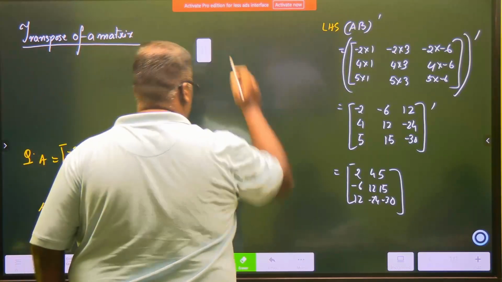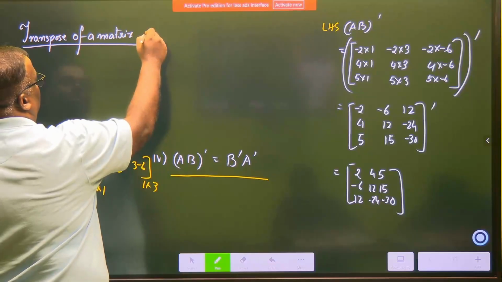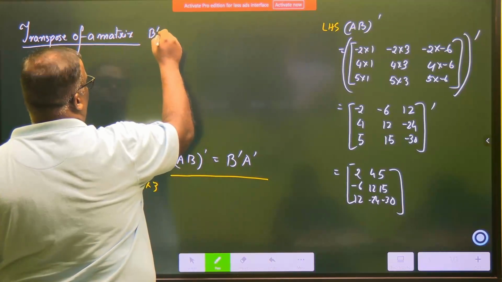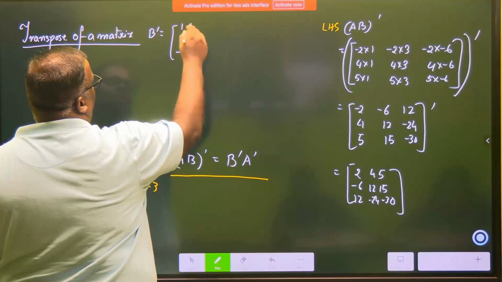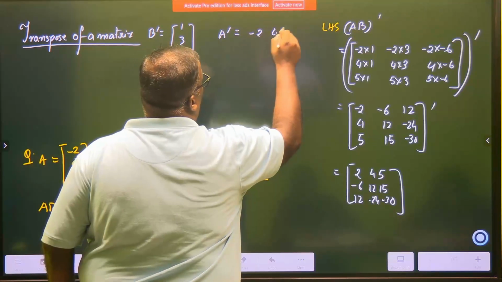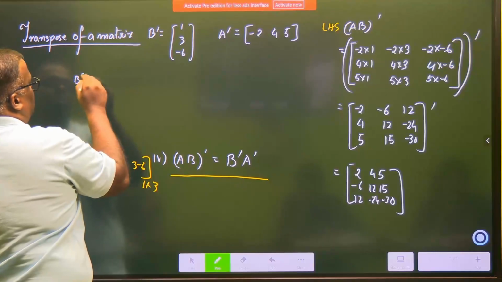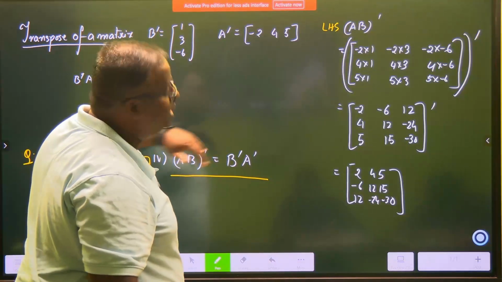RHS, we are supposed to take the complements first. So RHS is B complement into A complement. B complement is 1, 3, negative 6, and A complement would be negative 2, 4, 5. Right? And we are supposed to do B complement, A complement. So rows will multiply columns.